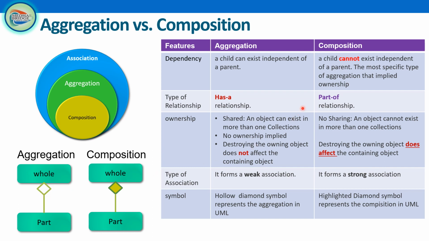On the other hand, composition is a part-of relationship. A child cannot exist independent of the parent. It is the most specific type of aggregation that implies ownership. An object cannot exist in more than one collection. The effect is that destroying an owning object does affect the contained object. It is a strong association, represented by a filled diamond.